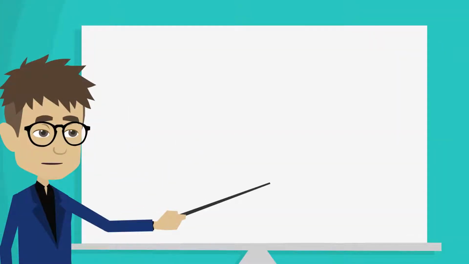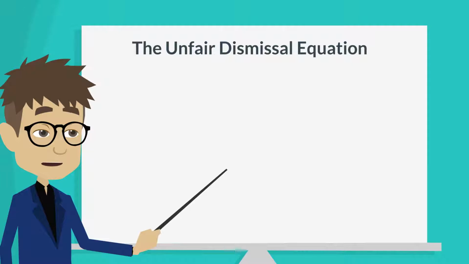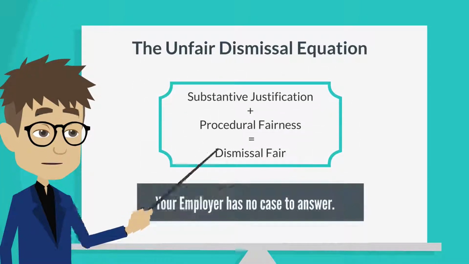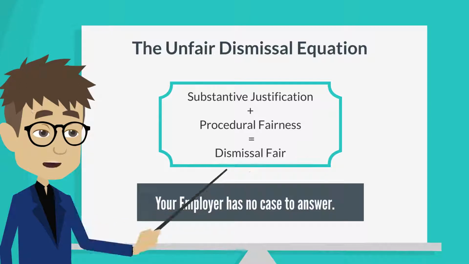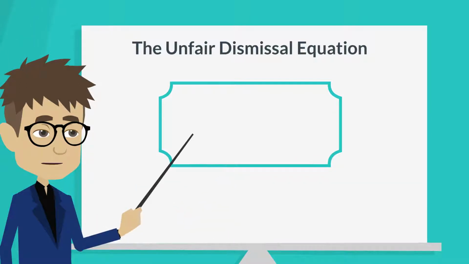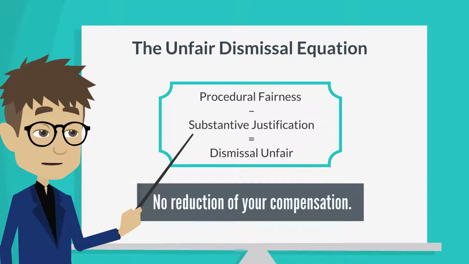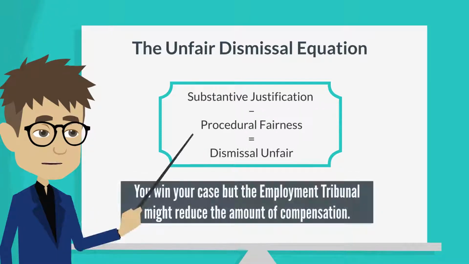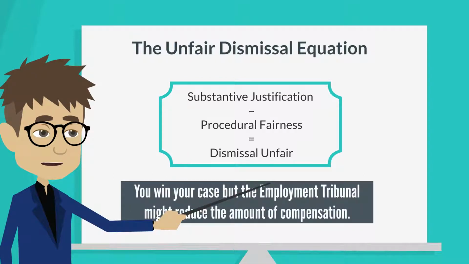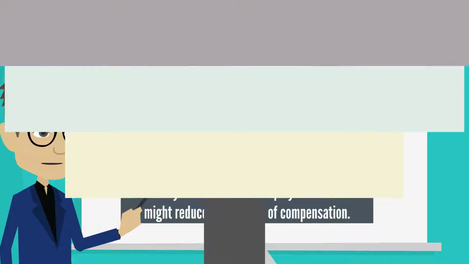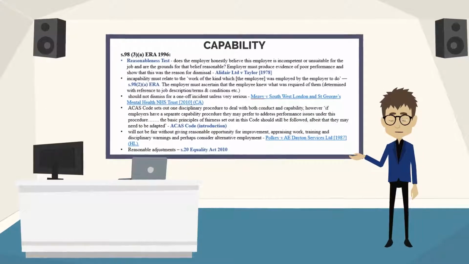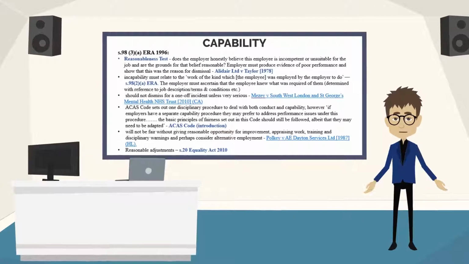So, you will see here that unfair dismissal is just like a mathematical equation. For a dismissal to be fair, it must have substantive justification as well as procedural fairness. If either one is missing, then a dismissal will be unfair. To win your case, you must prove to the Employment Tribunal that either substantive justification or procedural fairness, or even both, are not present.